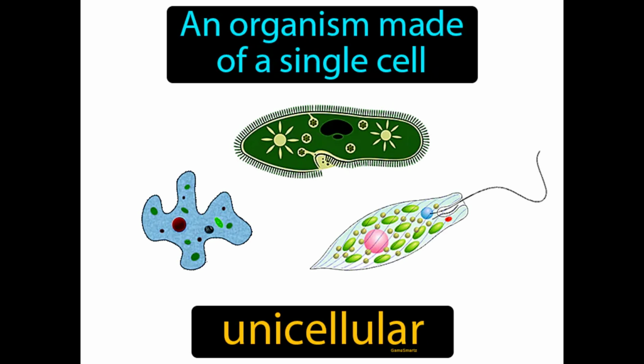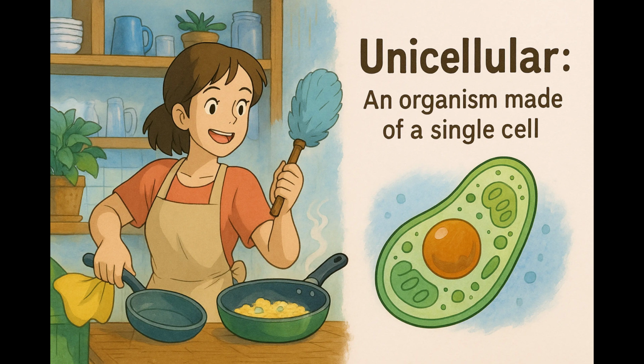An organism made of a single cell, unicellular. A unicellular organism is a living being composed entirely of one cell, like bacteria or yeast. Imagine trying to manage an entire household by yourself, doing the cooking, cleaning, organizing, and maintenance all on your own.